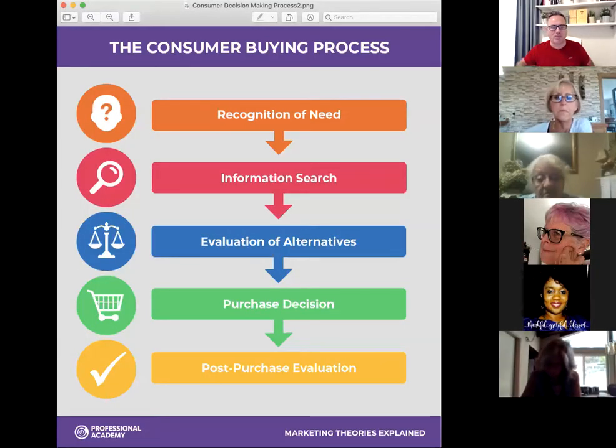Okay, so after they've evaluated the alternatives, hopefully we've been involved with them in this process, which can lead to making a purchase decision. Now, I would suggest when we're being front and center, when we're talking face to face this way with people, as a lot of this business involves, we want to make sure that a lot of our touch points are occurring between this recognition of need and evaluation of alternatives.